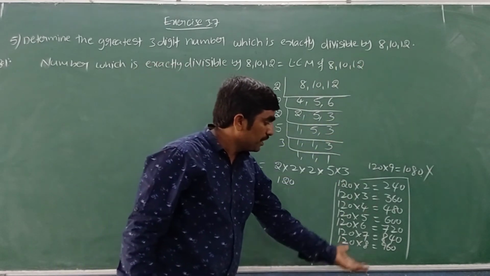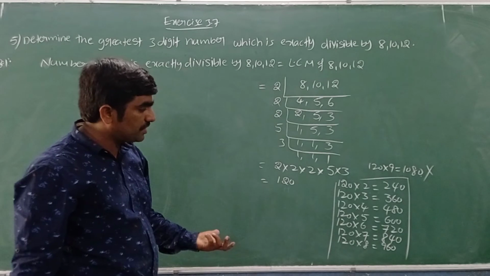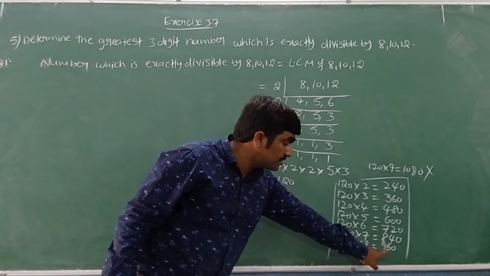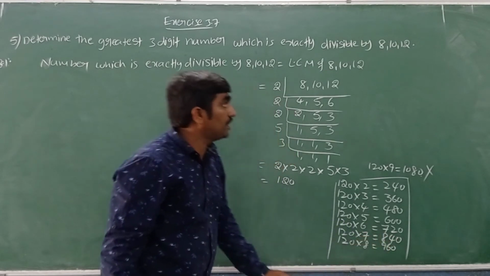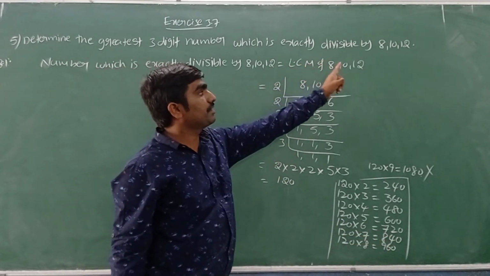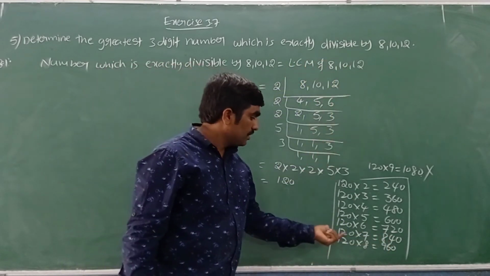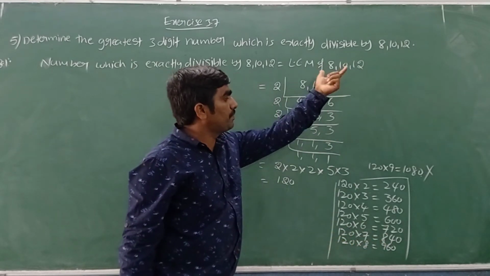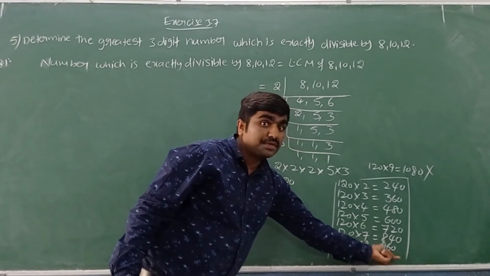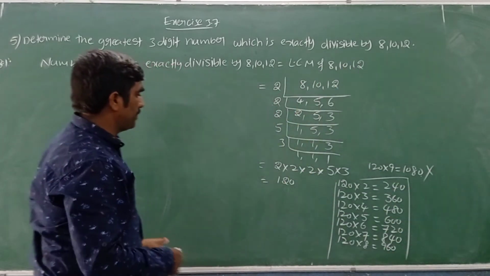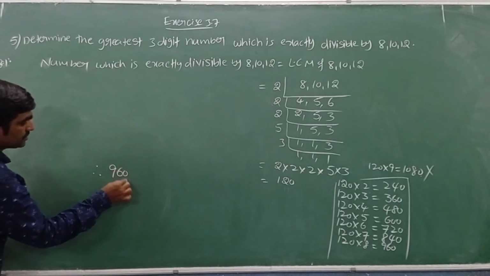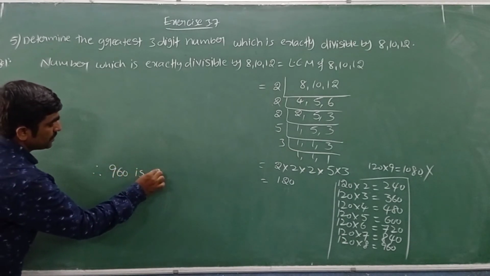Now from this you identify what is the greatest 3-digit number. Yes, I can say that 960 is the greatest 3-digit number which is exactly divisible by 8, 10, 12. Why? Because this is a multiple of 120. So even 120 is a multiple of given three numbers, so this is also 100% a multiple of given three numbers. So what we can write: therefore 960 is the greatest 3-digit number.